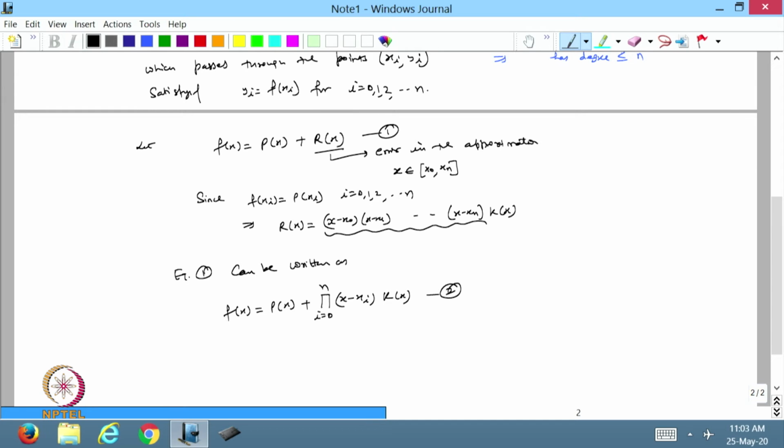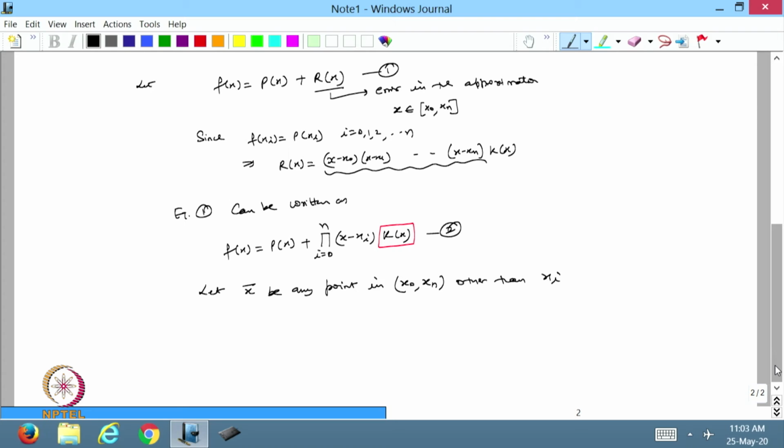Now, what do I want to find? I want to find what this k(x) is. So, what I do is let me choose a point x bar, any point in the open interval x0 to xn, other than the xi's. I want to find any point x bar which is other than this xi, because at xi this is the same. So, I want to choose another point.